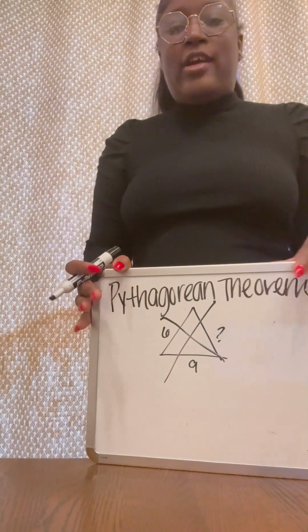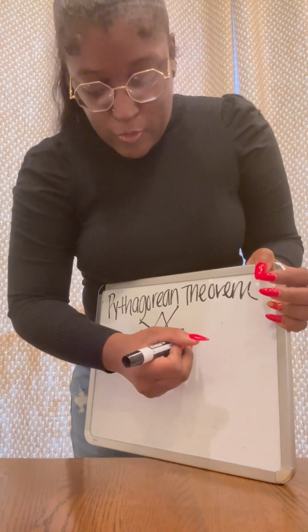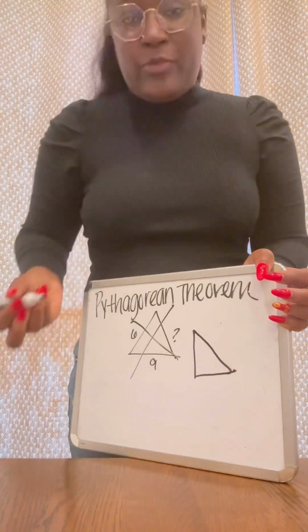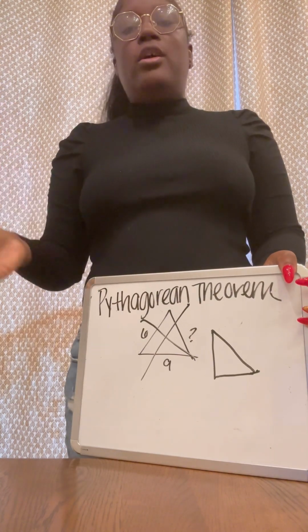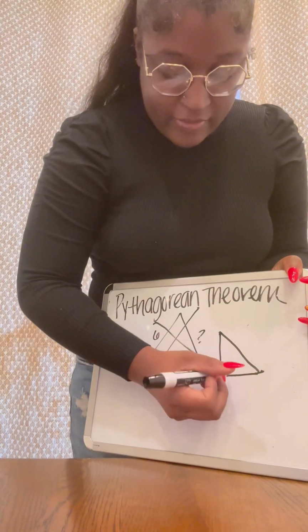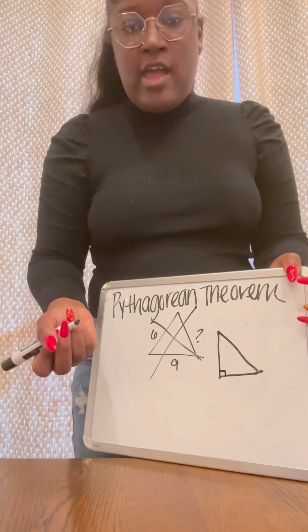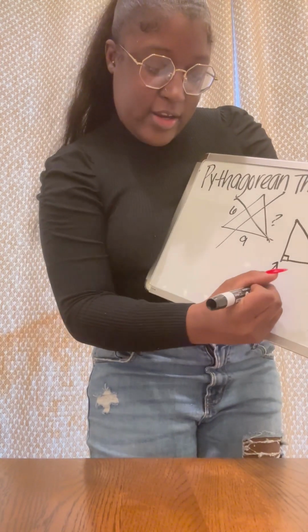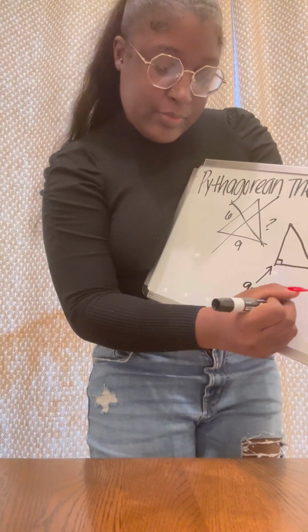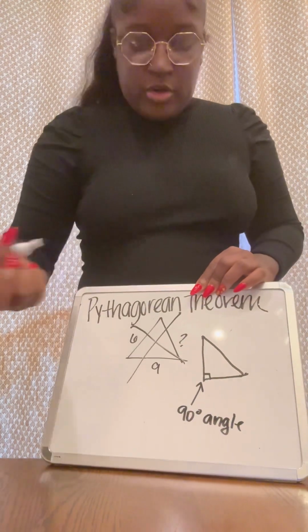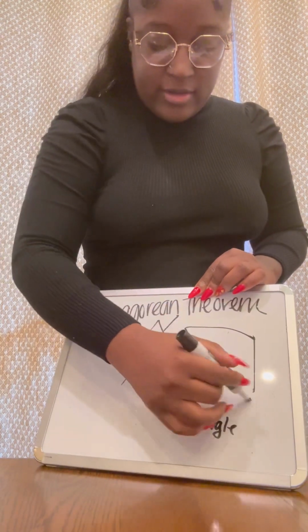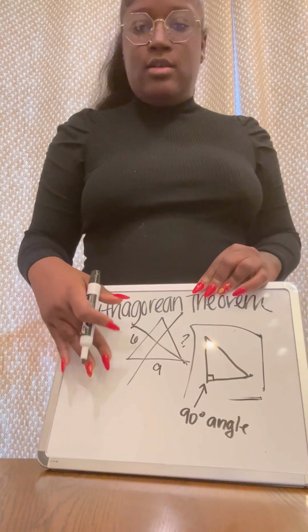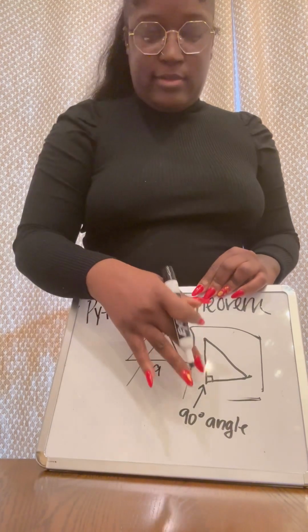Yes, correct. The Pythagorean theorem is going to be used on a right triangle. And as I stated, you will know that it is a right triangle if it has this box here. And this box is just letting you know that this is a 90-degree angle. So you're only doing the Pythagorean theorem on right triangles. This triangle is not for the Pythagorean theorem. It has to be a right triangle.